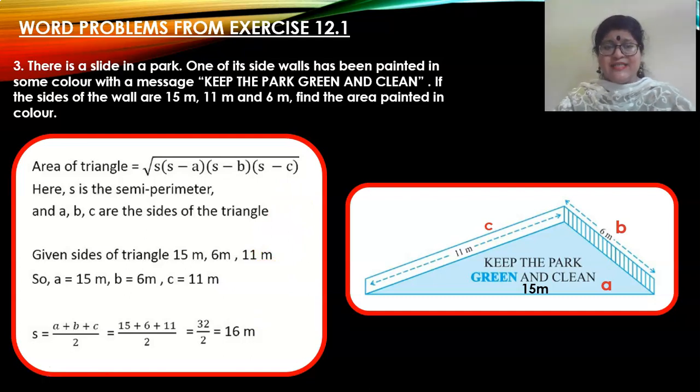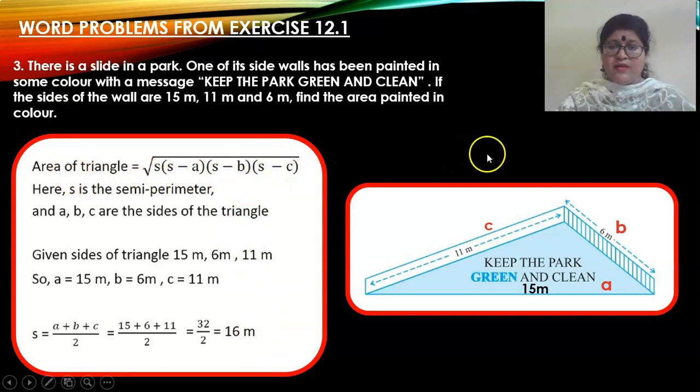You can start off with let A equal to this, let B equal to 6 meter, and let C equal to 11 meter. After that, write down the semi-perimeter, find out the semi-perimeter, and then mention the area of the triangle using Heron's formula.